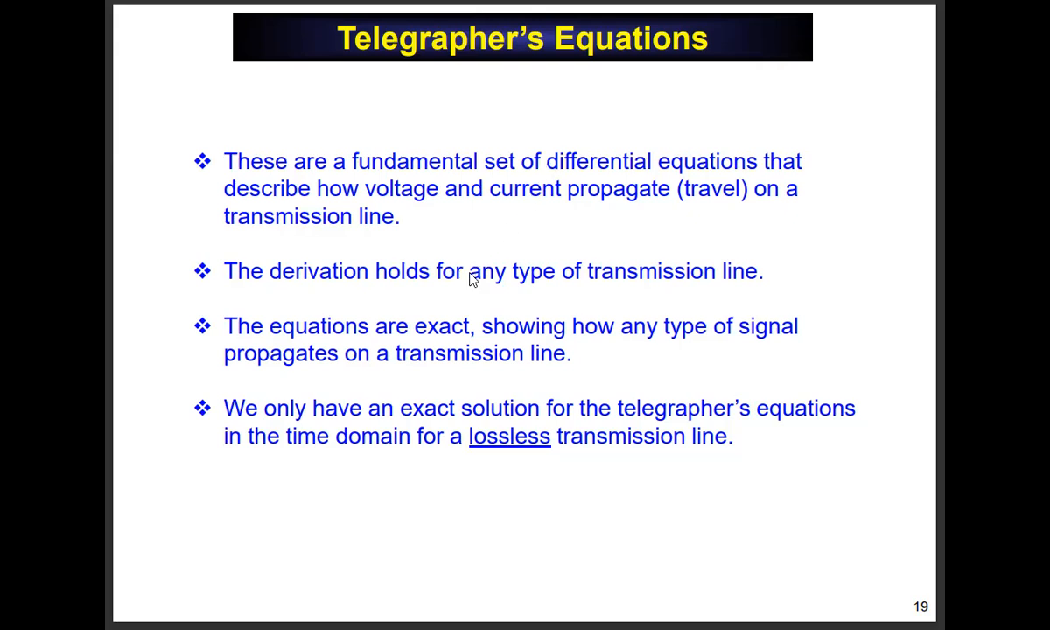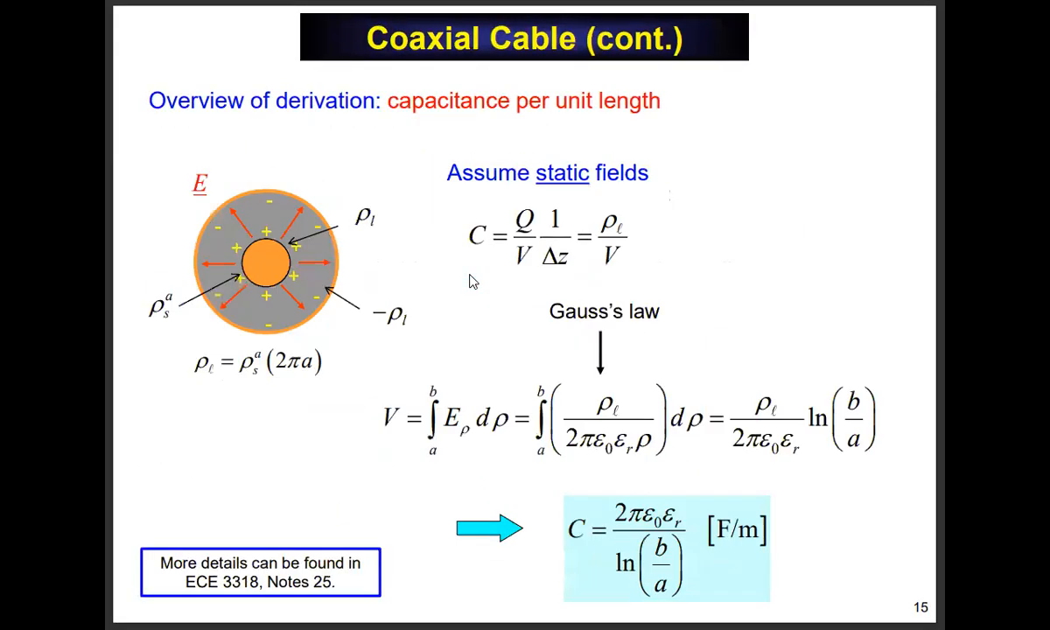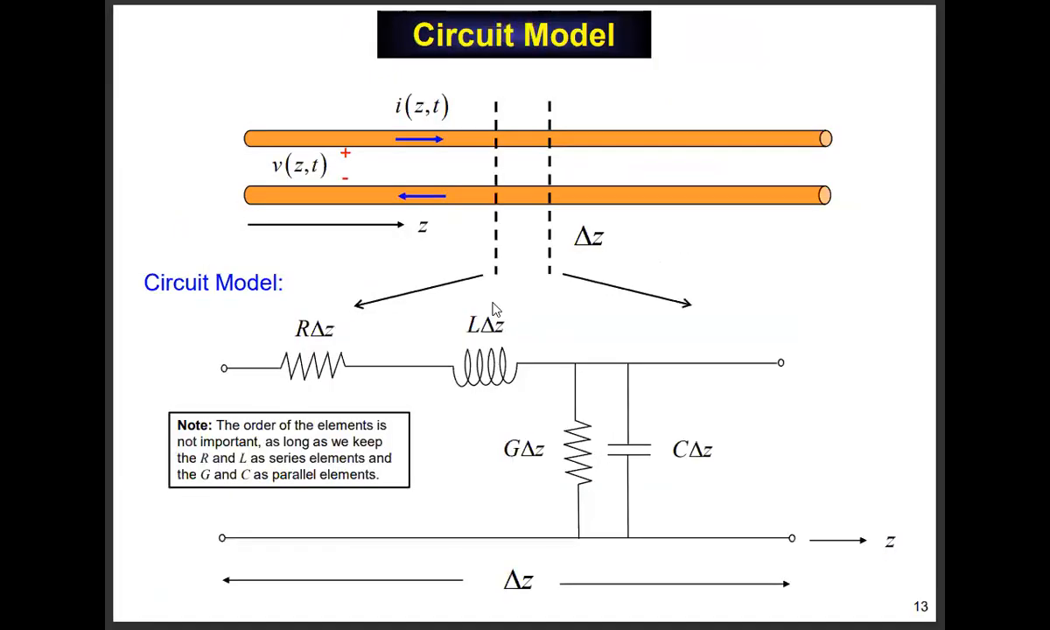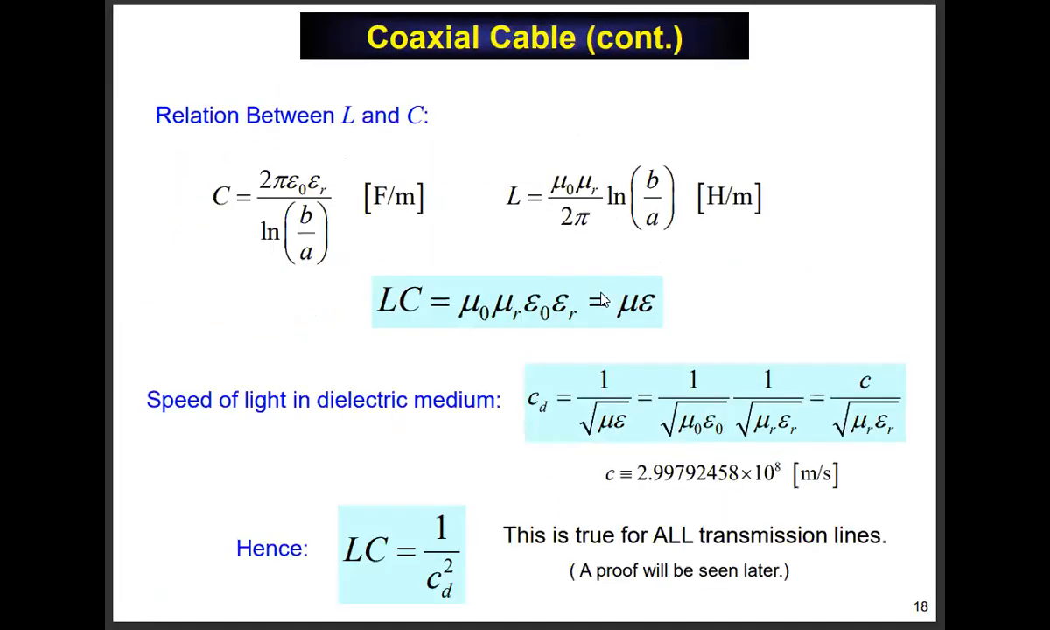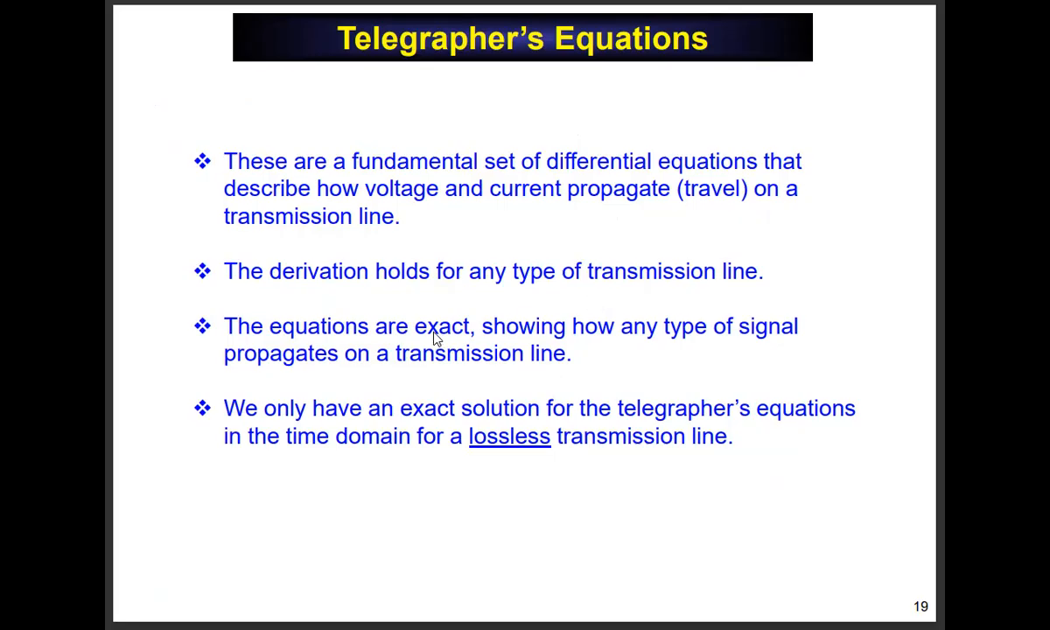The derivation holds for any transmission line. I'll use the circuit model here, like I said, and this is the schematic, but it holds for any type of transmission line. The telegrapher's equations are exact once we take the limit as delta z goes to 0, and they're valid for any type of signal propagating on any type of transmission line.